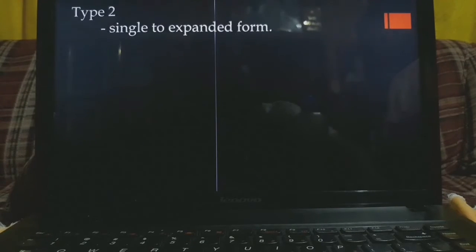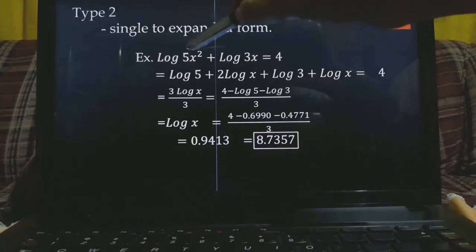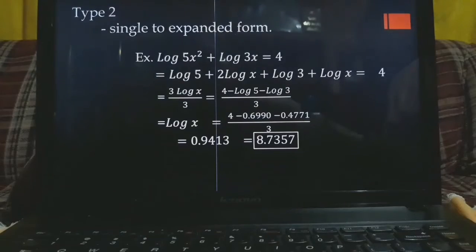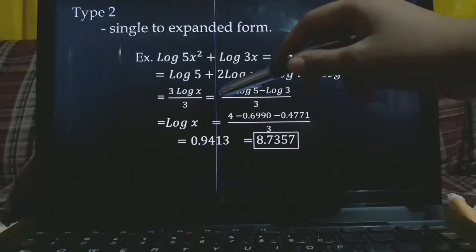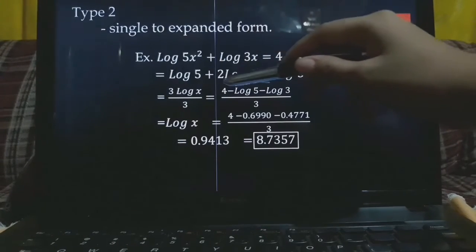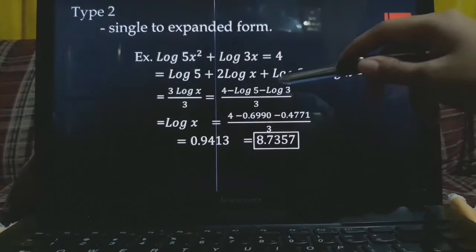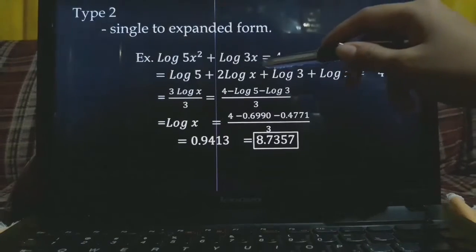Next, type 2, single to expanded form. Example, logarithm of 5x squared plus logarithm of 3x is equal to 4. So logarithm of 5 plus, remember, it is multiplication, so it must be addition. Logarithm of 5 plus 2, again, remember that the power must be written before the log. 2 log of x plus log of 3 plus log of x is equal to 4.